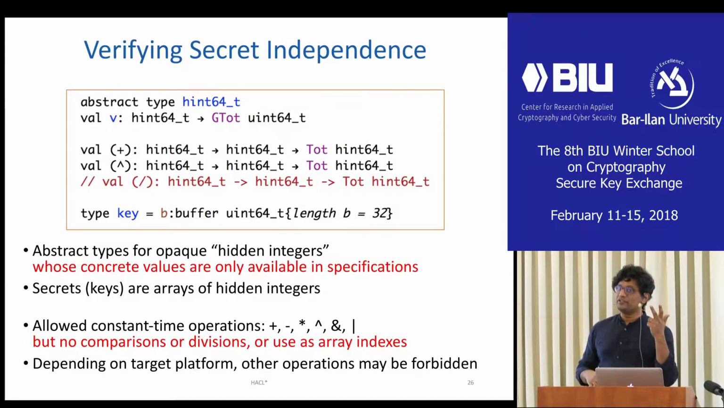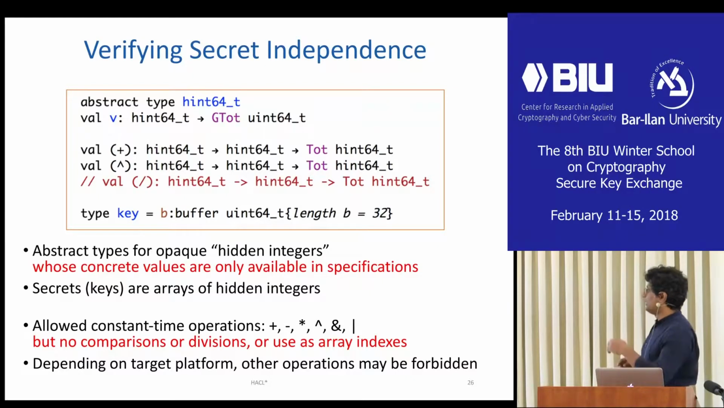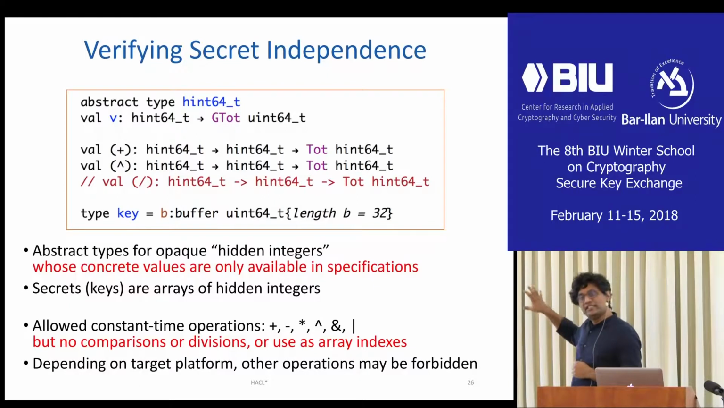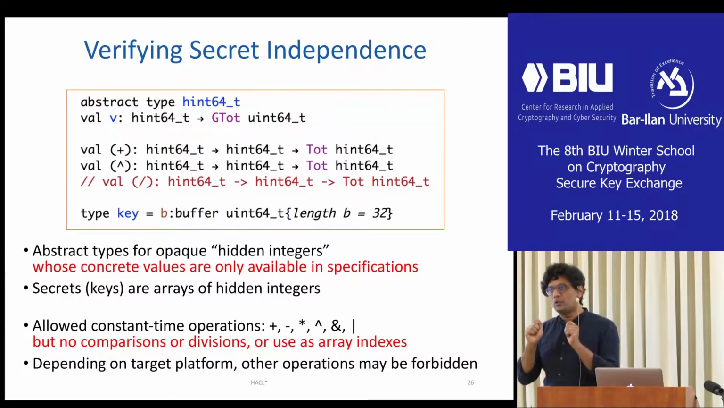You cannot call division because division is not constant time on most architectures. But you can call XOR and these kinds of operations on these secret hidden integers. You can extract the underlying uint64 from this secret integer by calling the function v. But the function v is in a special mode. It's a ghost function, which means you can extract the value only when you're doing proofs. You cannot use it in code.